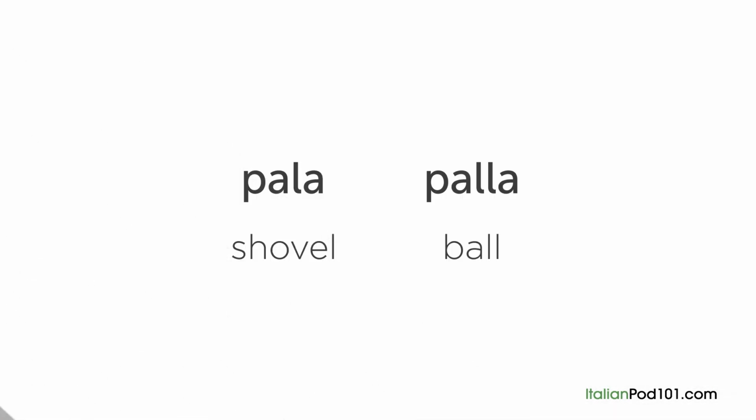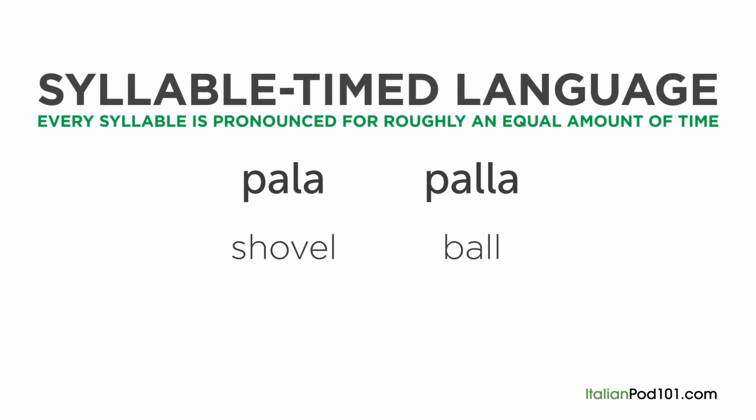Another significant aspect of Italian pronunciation is the pronunciation of double consonants. Unlike English, double consonants must be pronounced clearly and held for longer periods of time in Italian. Failure to do so could result in miscommunication. Pala. Palla. Remember how Italian is a syllable-timed language?